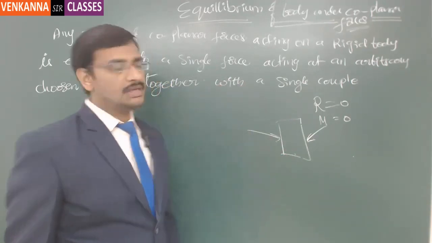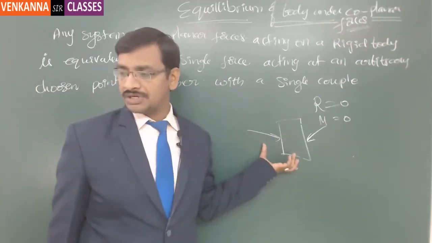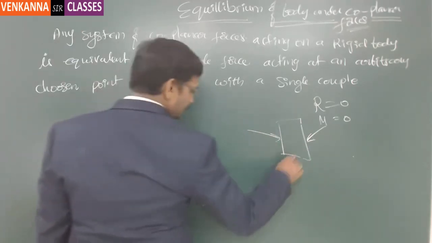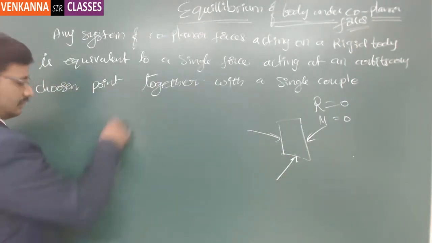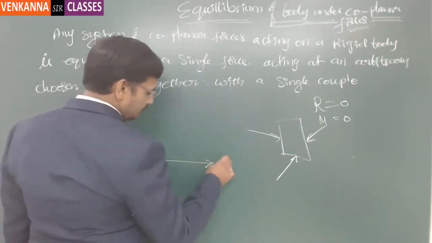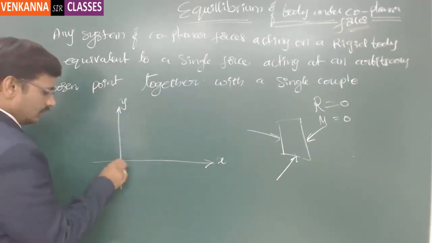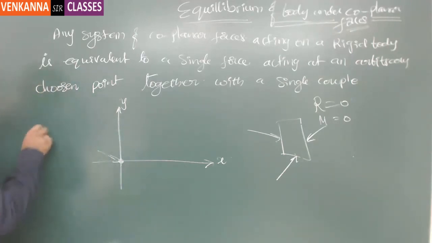So here, if there are multiple forces acting on a body at different locations, then we will take one force. Suppose there are three different forces acting on this particular body. Now this is the XY coordinate system, or the Cartesian coordinate system. Now I have taken a random point at this particular location. So this is a random point.